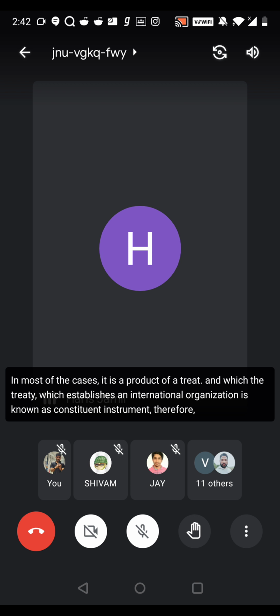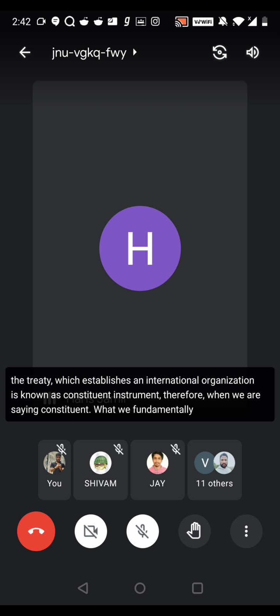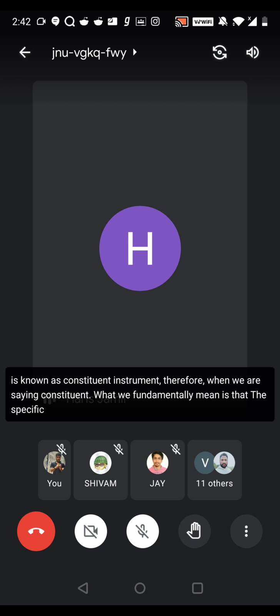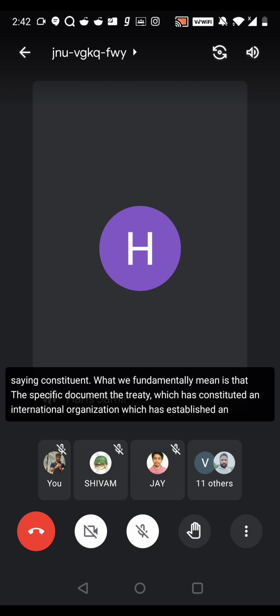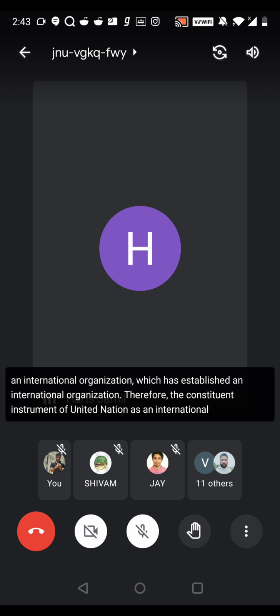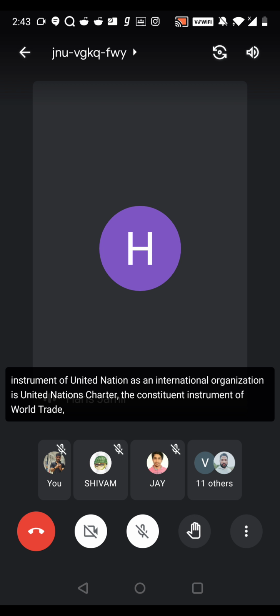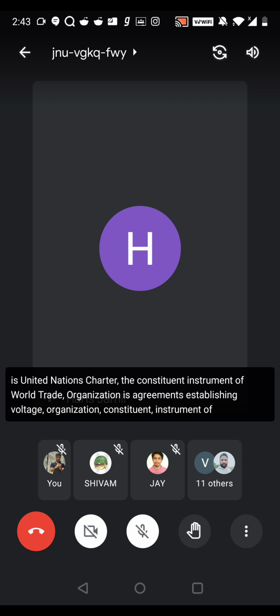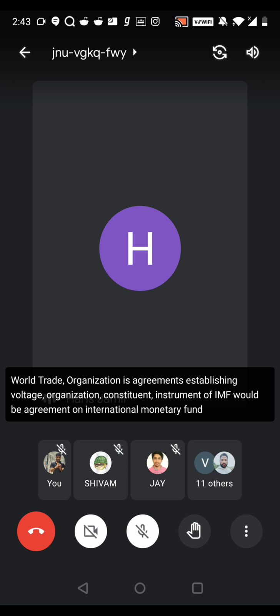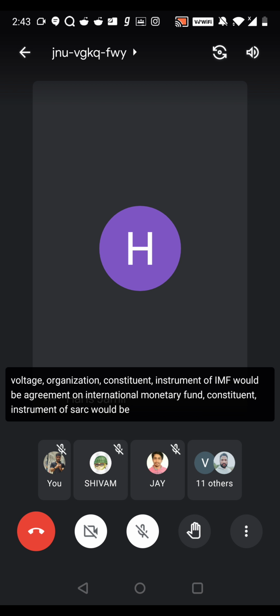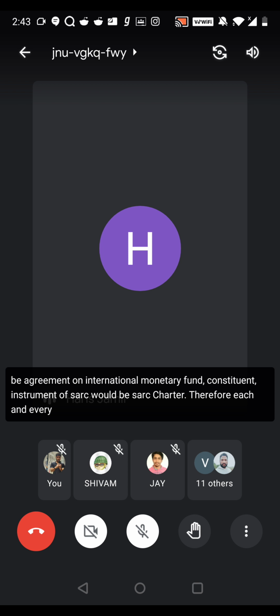Therefore, when we say constituent, what we fundamentally mean is the specific document, the treaty, which has constituted and established an international organization. The constituent instrument of the United Nations is the United Nations Charter. The constituent instrument of the World Trade Organization is the Agreement Establishing the World Trade Organization. The constituent instrument of the IMF is the Agreement on the International Monetary Fund. The constituent instrument of SAARC is the SAARC Charter. Therefore, each and every international organization can be traced back to one central document which establishes it.